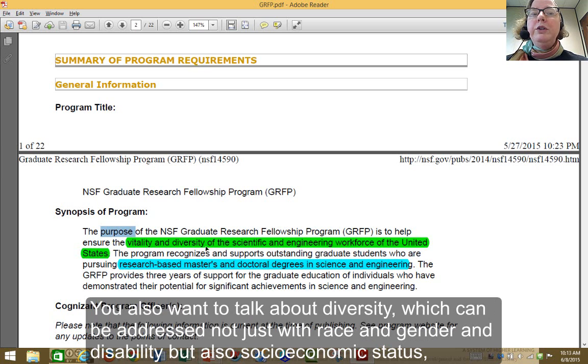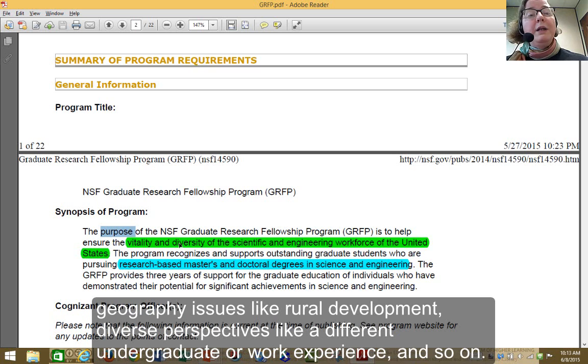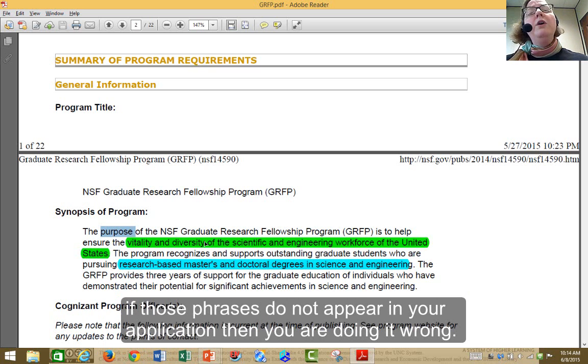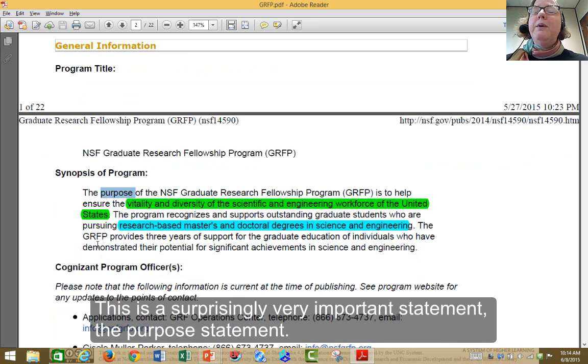You also want to talk about diversity, which could be addressed not just with race and gender and disability, but also with socioeconomic status or geography issues like rural development or diverse perspectives like a different undergraduate or work experience, and so on. So if the phrases vitality of the U.S. scientific workforce and diversity of the scientific workforce, or engineering if that's for you, do not appear in your application, then you're doing it wrong. This is a surprisingly important statement, this purpose statement.